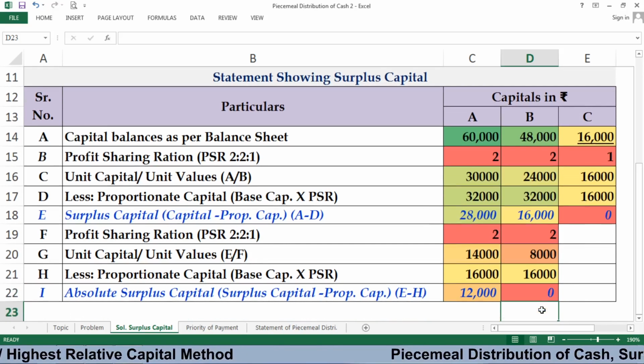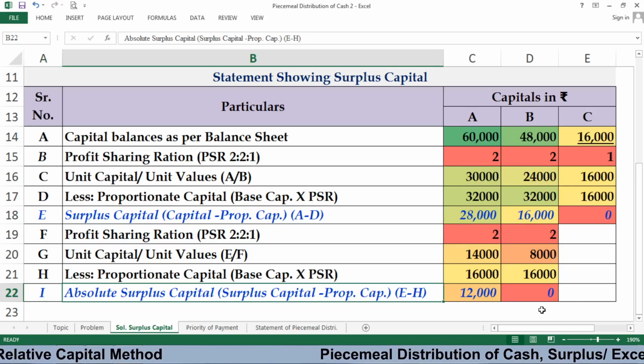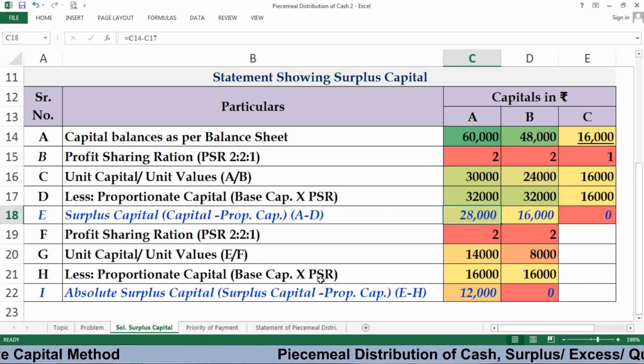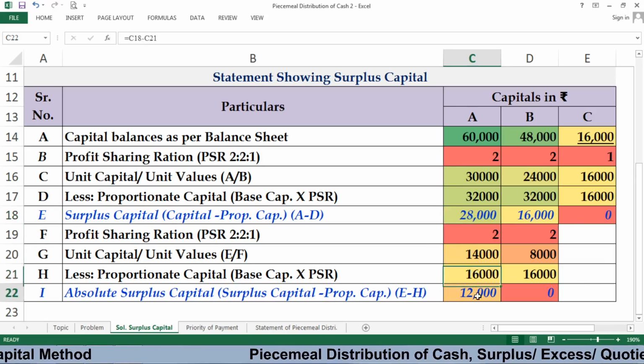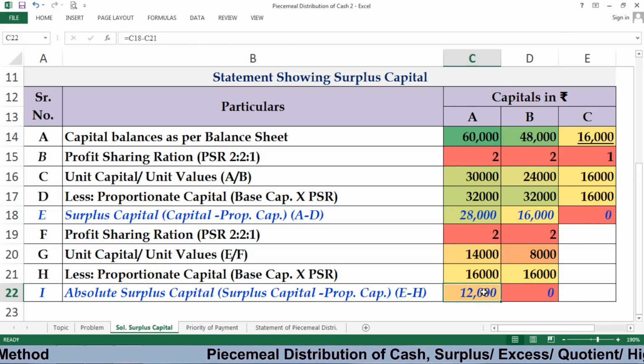So absolute surplus is nothing but the amount given by a particular partner which is extra compared to other partners. Here we will calculate the absolute surplus by subtracting proportionate capital from surplus capital. Our surplus capital was 28,000 minus proportionate capital 16,000. So 28 minus 16 comes to 12,000, and 16 minus 16 will be 0. In this way we can calculate the surplus capital. Here we got a surplus of rupees 12,000 of Mr. A.